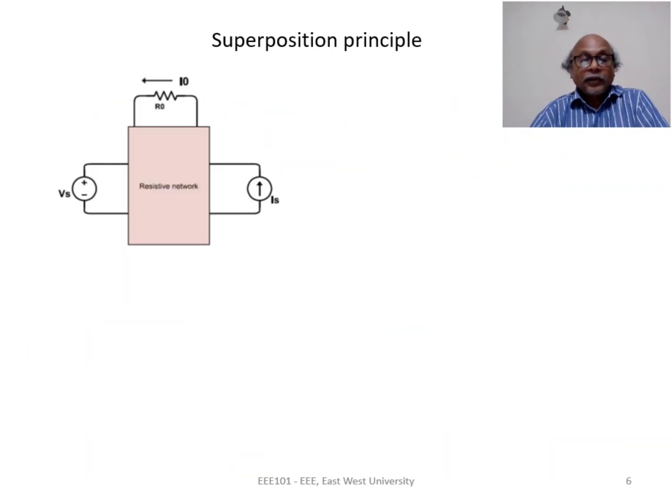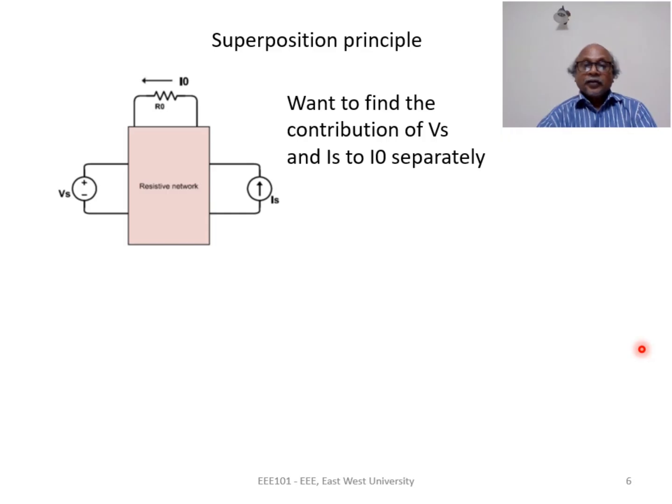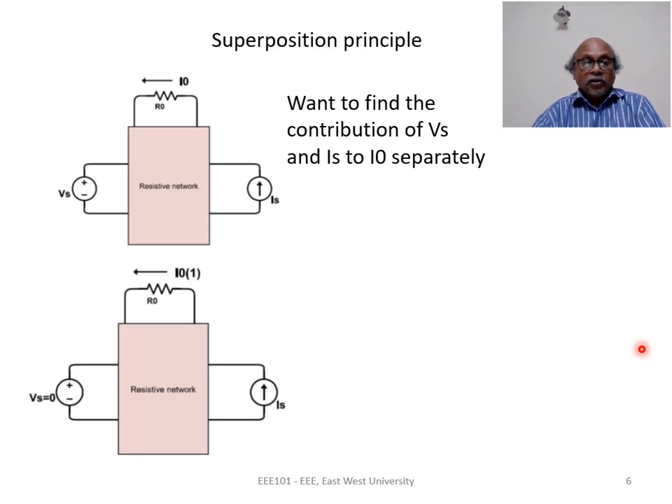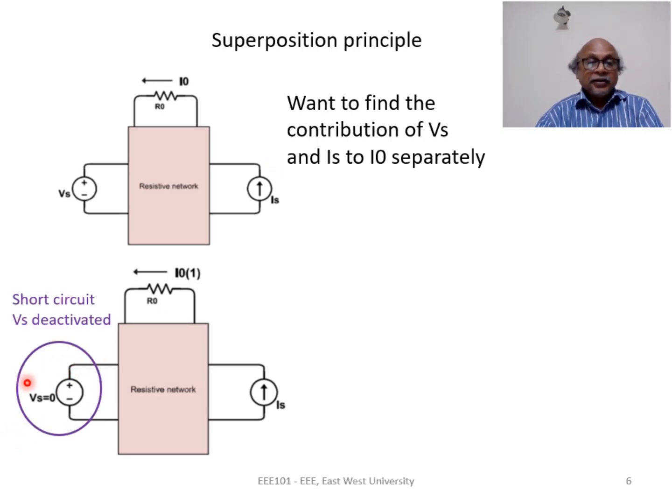Okay, let's go back to this circuit. We want to find out the contribution of the independent current source Is and the independent voltage source Vs separately. To find the contribution of the current source Is, we make Vs equal to 0. That is, we short circuit the voltage source and Vs is deactivated.